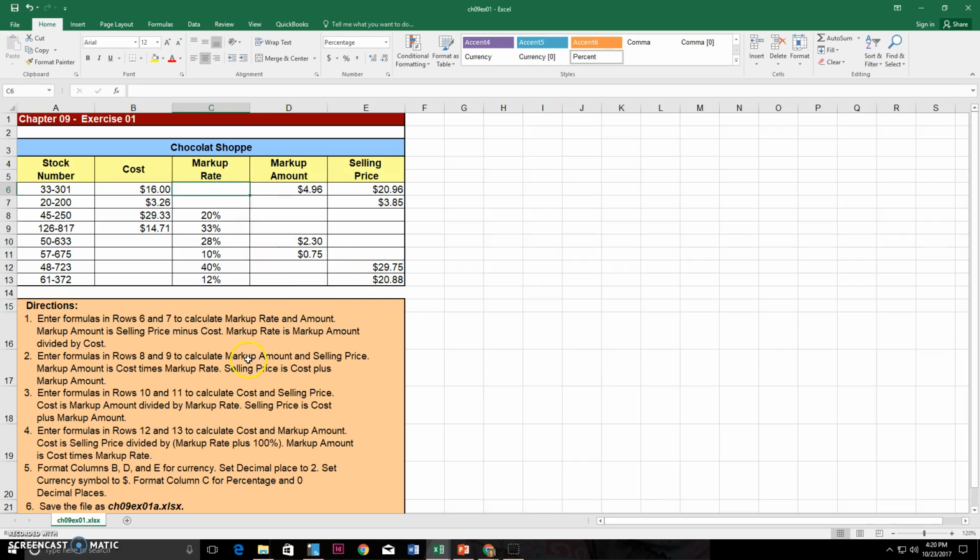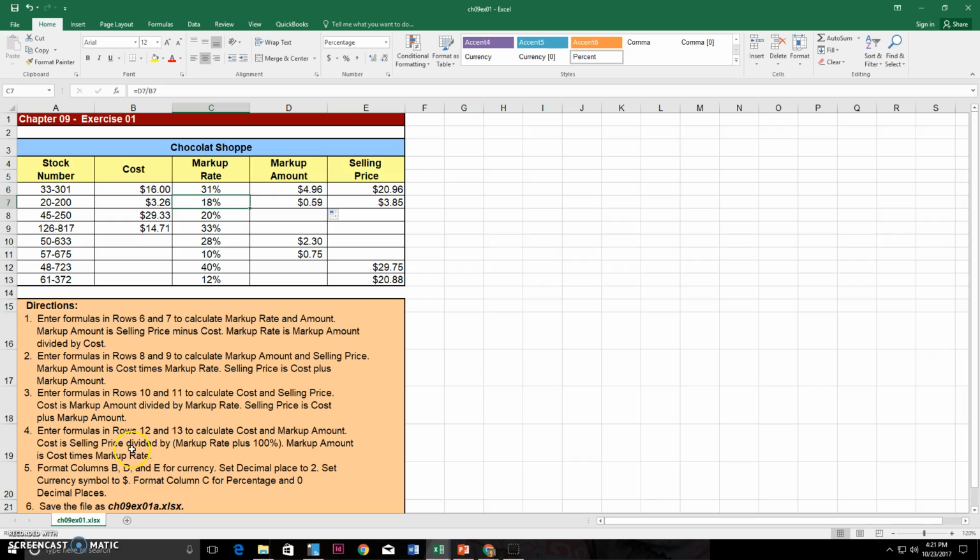Then your markup rate is your markup amount divided by cost. So equals markup amount, D6, divided by your cost, which is B6. So that's 31%. I'm going to fill these down, but they are the same formulas except for the row. So it's E7 minus B7, and then D7 divided by B7. Okay, so these are your markups.